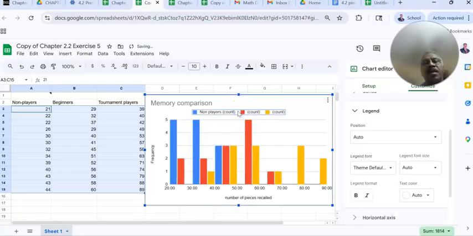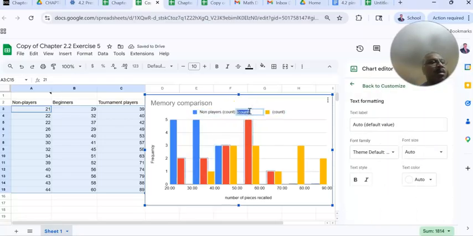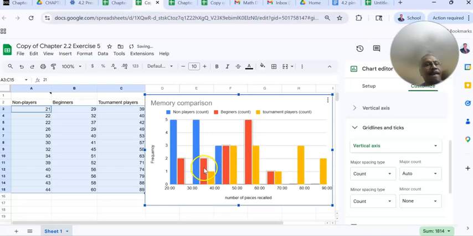The next one is beginners. The next one is tournament players. Okay, so see how beautiful this is. Now you can compare in the beginning. The blue ones are on the left. There's a five. Then the next.